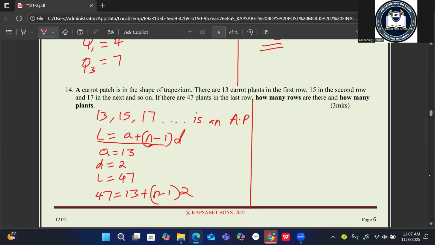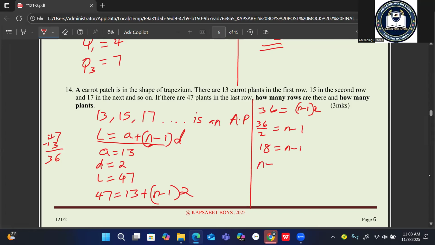So we can take 13 on the other side and it becomes 47 minus 13. So 47 minus 13 is 36. So 36 is equal to n minus 1 into 2. So divide both sides by 2, so 36 divided by 2 is equal to n minus 1, so that is 18 is equal to n minus 1.